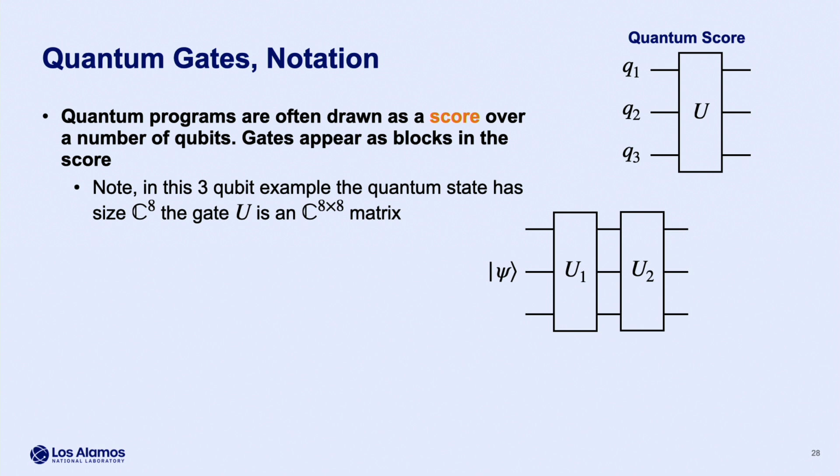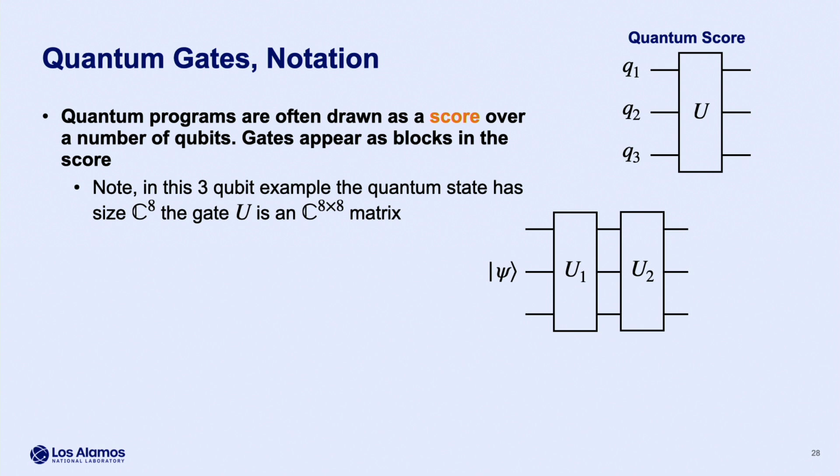Now, this is very deceiving notation because it looks like this U operates on 3 pieces of data, like 3 qubits. But remember, these are 3 qubits. They have a quantum state that is of 8 complex numbers. So this U is an 8 by 8 matrix that you're applying to a vector of length 8.